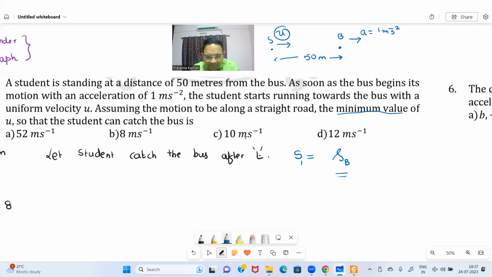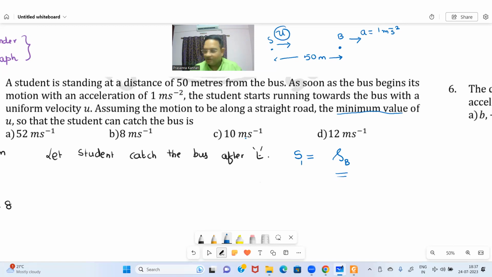Yes, sir. Good. All right, guys. Suppose the distance is 50 meters. The bus has moved 10 meters. Now, how much should the boy move to catch the bus in the same time? 50 plus 10, 60 meters. Correct. Excellent.